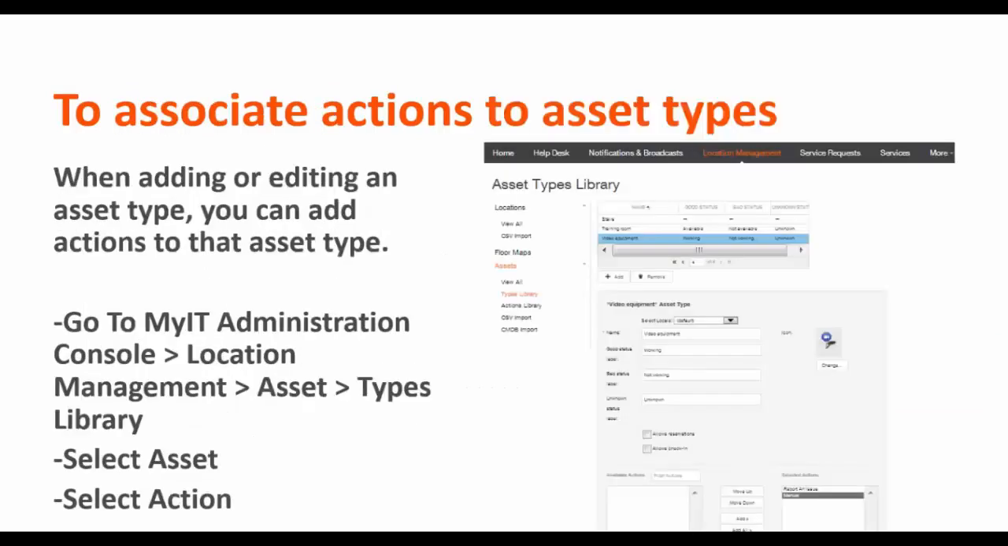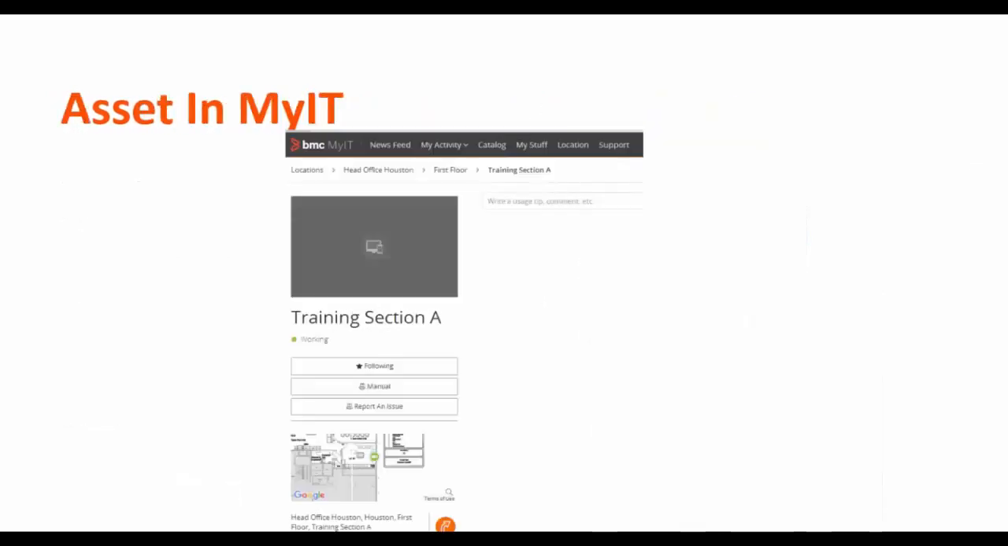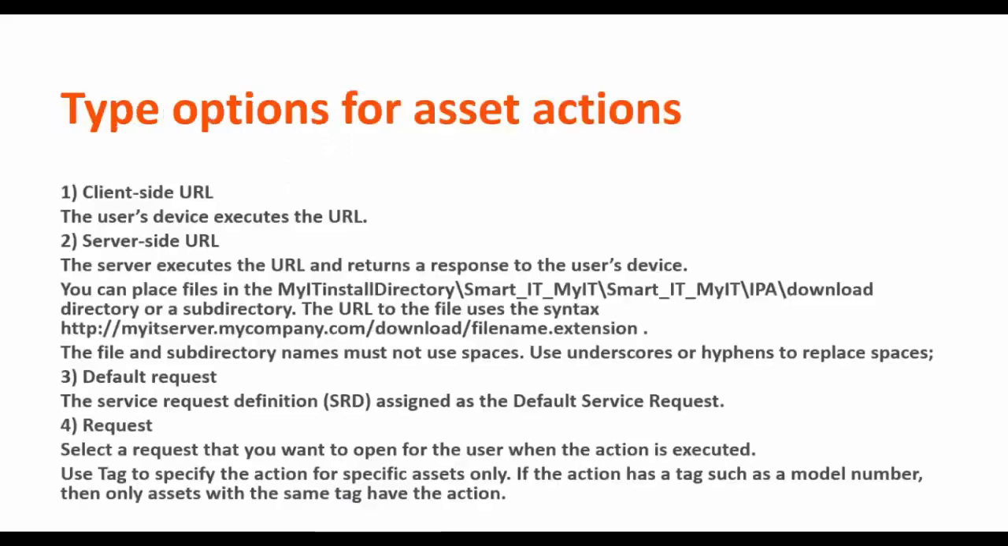To associate actions to an asset type, go to MyIT Administration Console, Types Library, select the asset, and from the available actions, select an action and add it to the selected actions. Save the changes. Once this is done, the user would be able to see the asset and the associated actions like the following. You can add a URL, default request, or a particular request to your asset as an action.